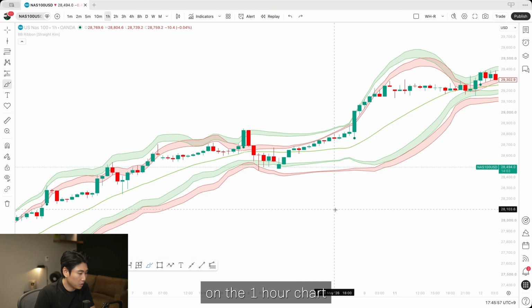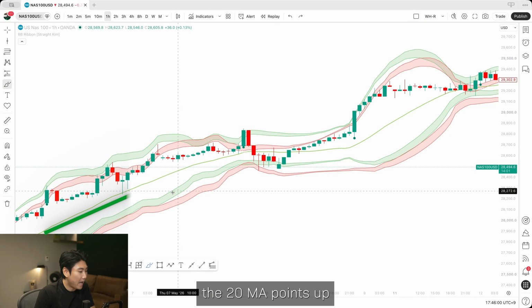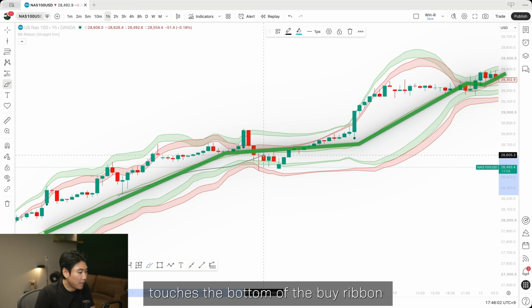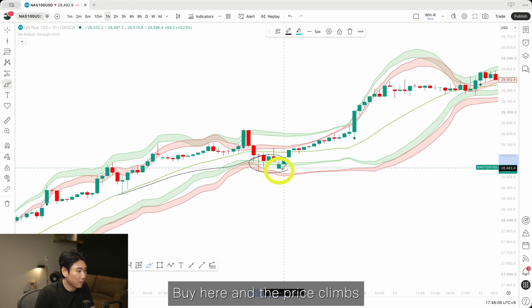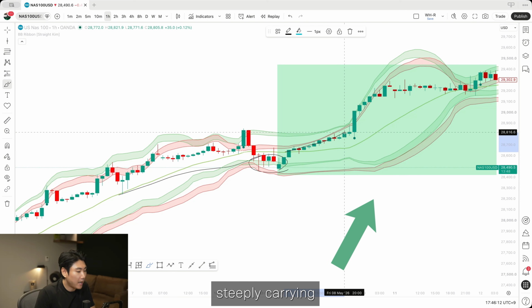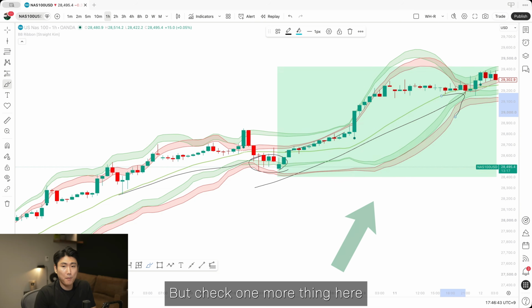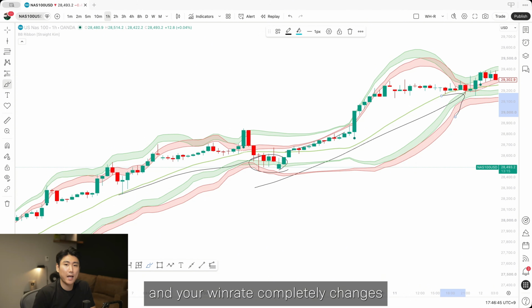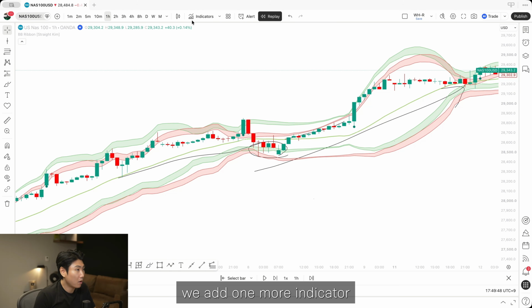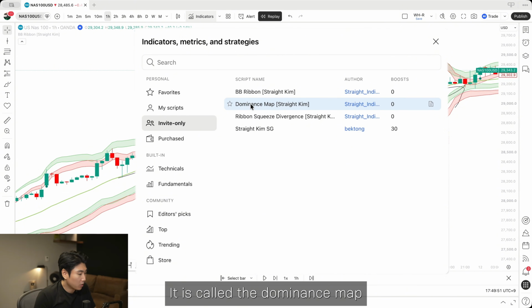Look at this chart. On the 1 hour chart, the 20 MA points up and the price touches the bottom of the buy ribbon. Buy here, and the price climbs steeply, carrying the uptrend forward. Simple but powerful. But check one more thing here, and your win rate completely changes. We will add one more indicator. It is called the dominance map.